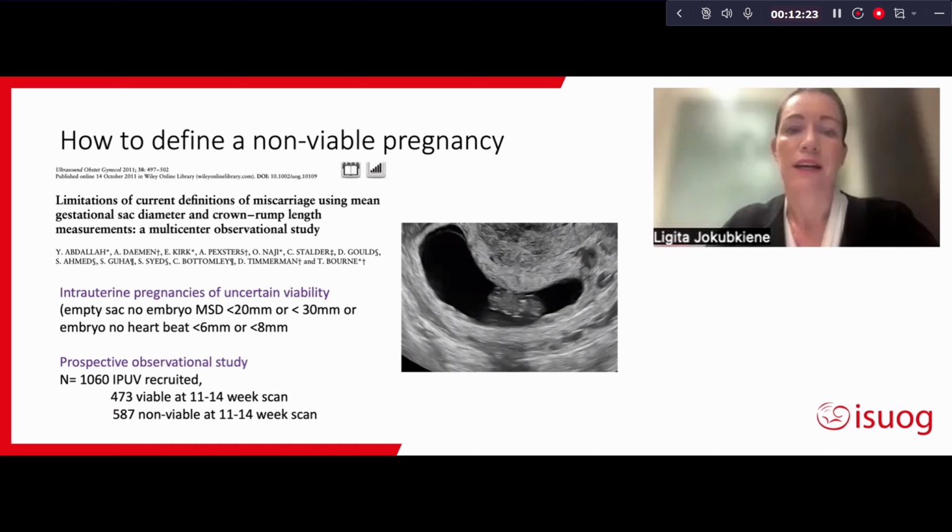So how should we define a non-viable pregnancy? Again, based on the same patient group, 1,060 patients, out of these 473 were viable at the 11 to 14 week scan, and 587 were non-viable at the scan. And here it was assessed the size again of the mean gestational sac diameter and of the CRL.